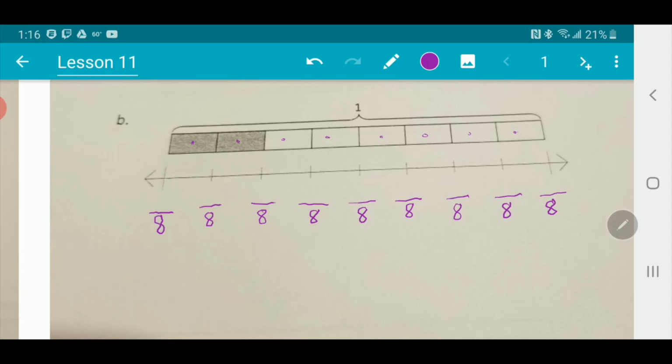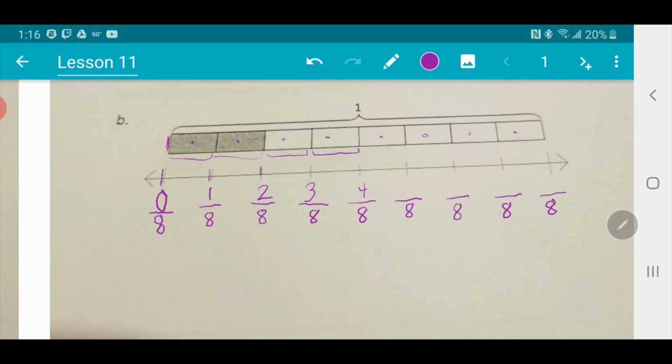All right, looking at this first tick mark, this represents the beginning of our tape diagram. So this is going to represent 0/8. Okay, this next little tick mark represents this first part. So that's going to be 1/8. The next tick mark represents our 2 parts of our tape diagram. So that'll be 2/8. After that, this will be 3/8.